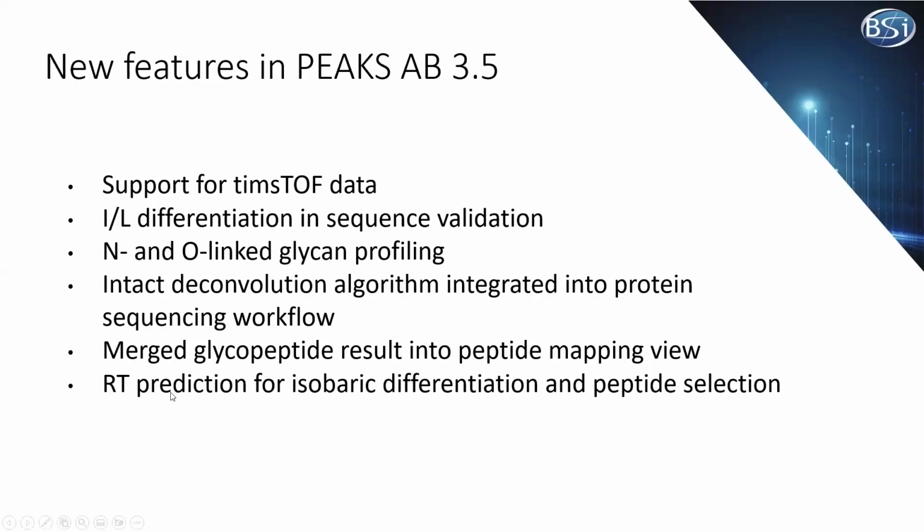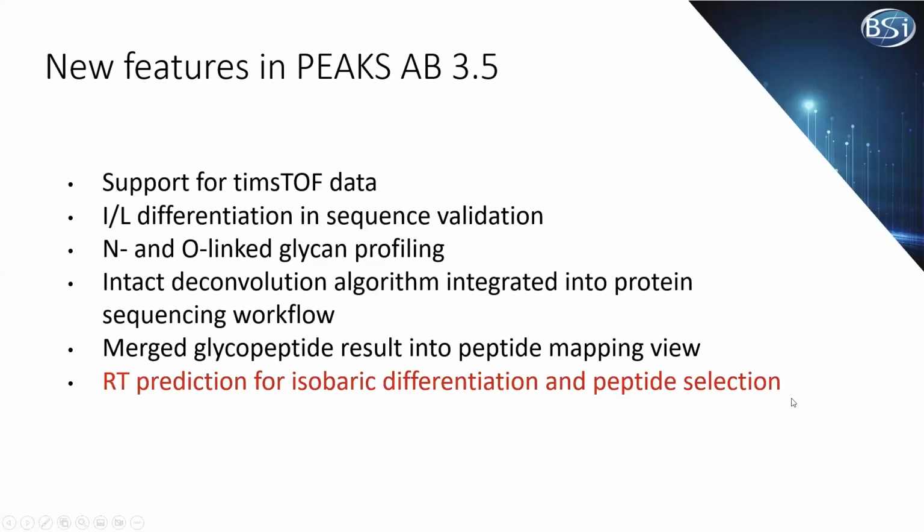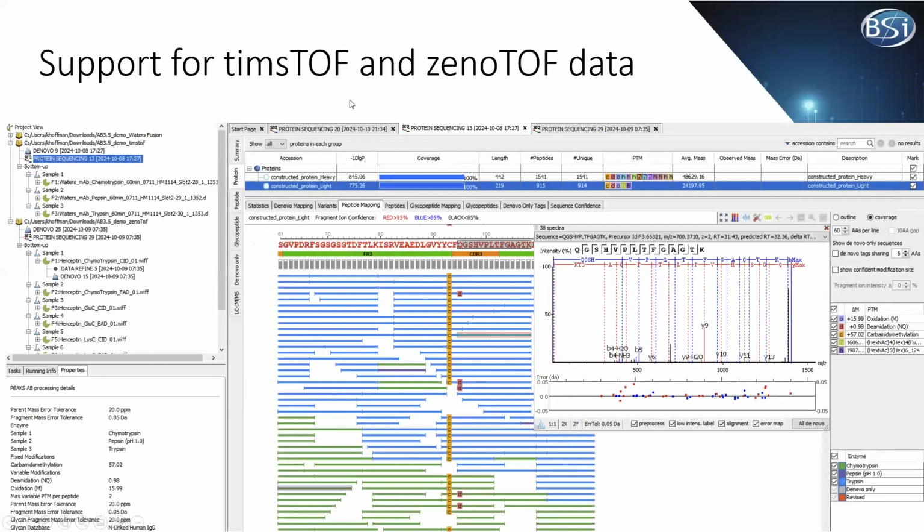And then, in my opinion, the biggest improvement in PeaksAB is adding in retention time prediction in order to differentiate between isobaric residues and select the correct peptide to use in sequence assembly. So I'll focus in on that major feature in the last part of the talk. Here's just a screenshot from PeaksAB showing that we now support timsTOF data in addition to Sciex TOF and Thermo Orbitrap data. You can see a peptide here with good fragmentation mapping to the CDR3 region of this antibody.